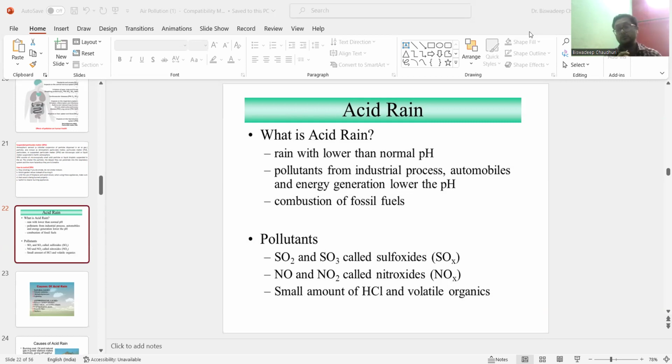Next, combustion of fossil fuel. These are basically causes of acid rain. Combustion of fossil fuel means SO2, NO2, CO will obviously be present over there. These gases are mixing with rain and forming acidic rain, which has lower pH. Now, which pollutants? SO2, SO3, NO2, small amount of HCl, volatile organic gases, carbon monoxide. These gases are responsible for creating acid rain.